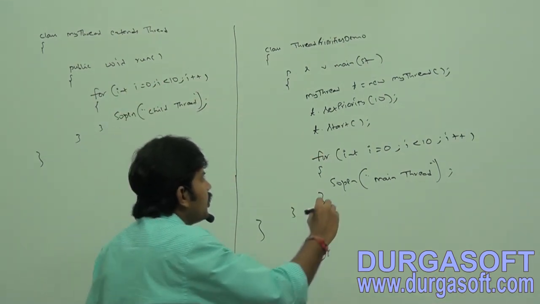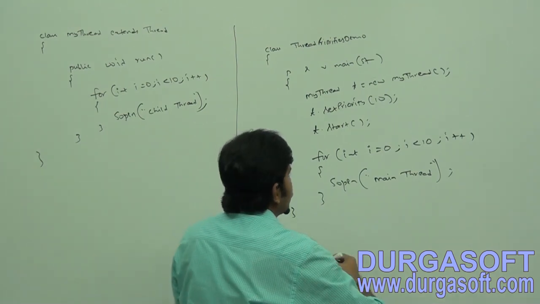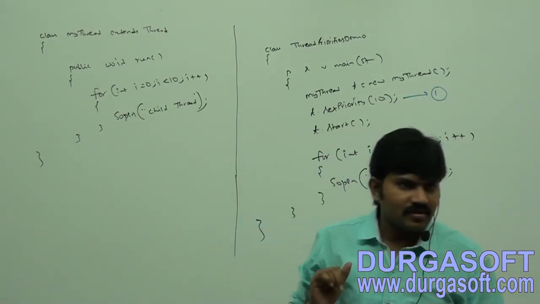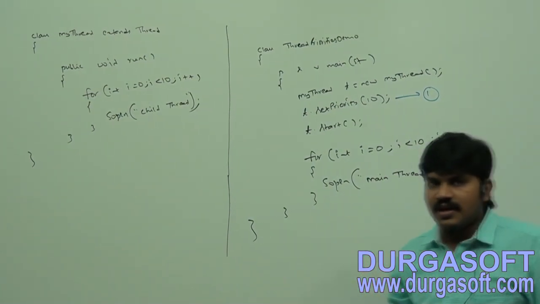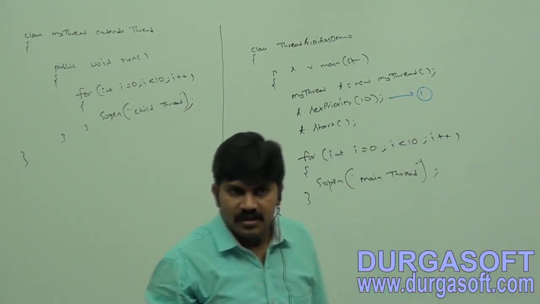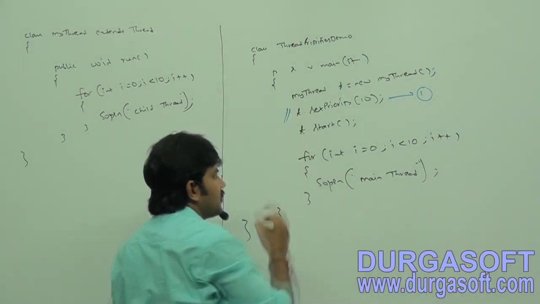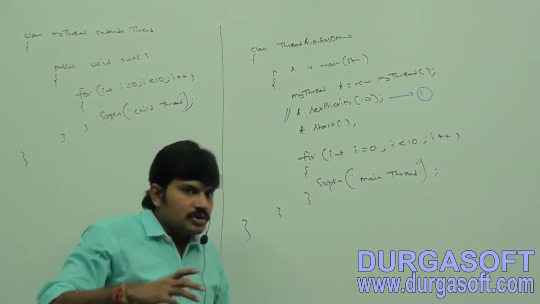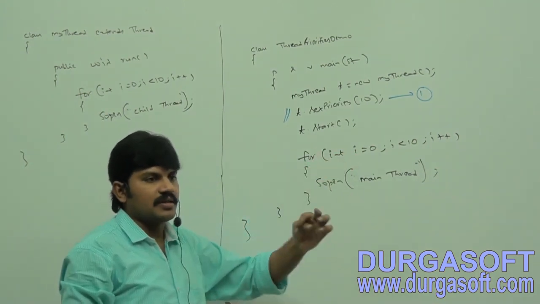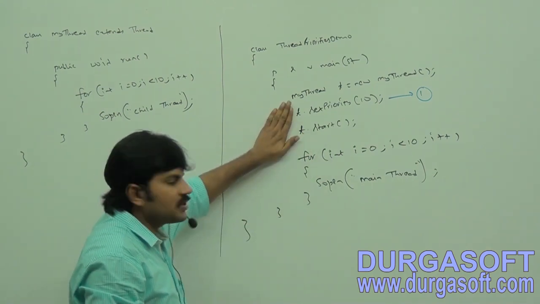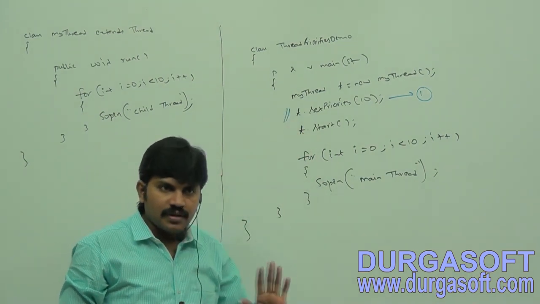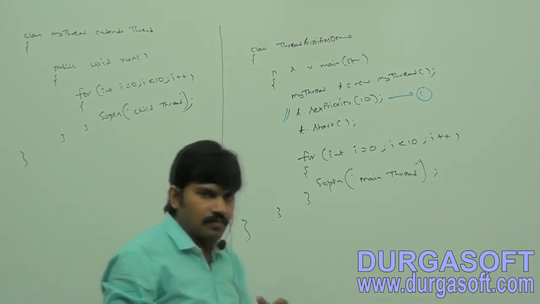But if I comment line 1, this line is not there. Then what is the main thread priority? 5. Child thread priority? 5. Because I commented this line. Then in which order can the threads execute? We can't expect. That's why we can't tell the exact output, right? But if I remove this comment, then I can tell it will be child thread 10 times followed by main thread 10 times, right? Okay, take this example first.